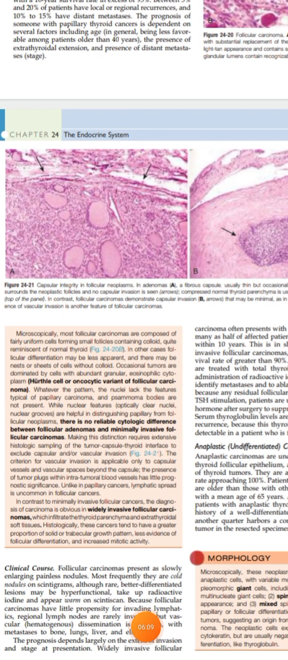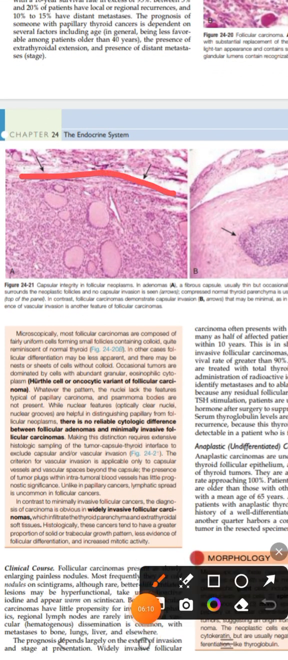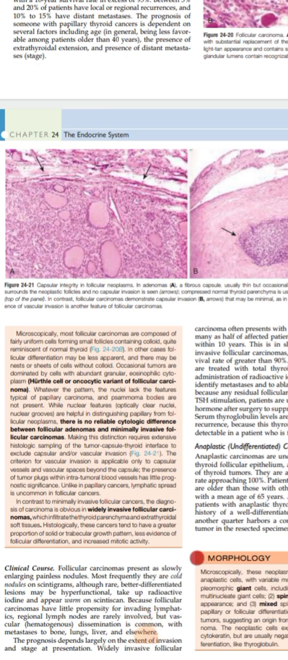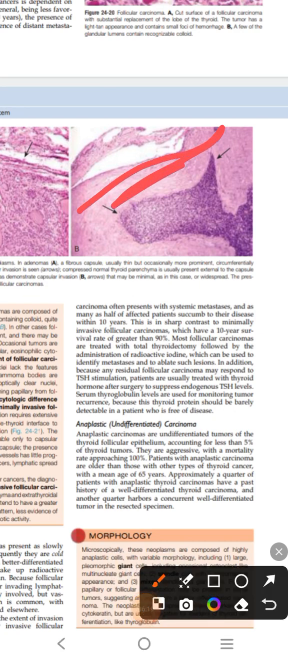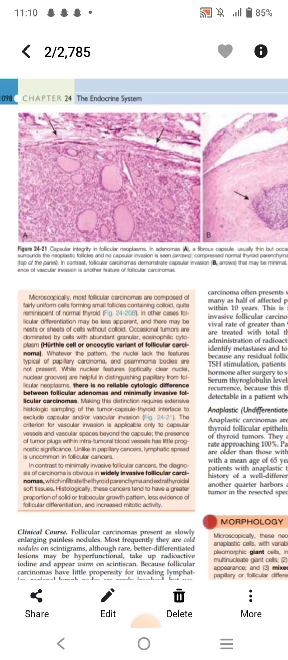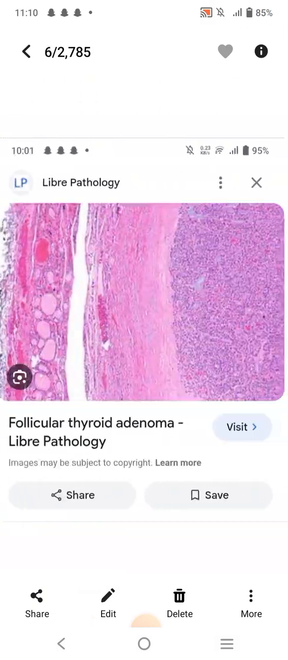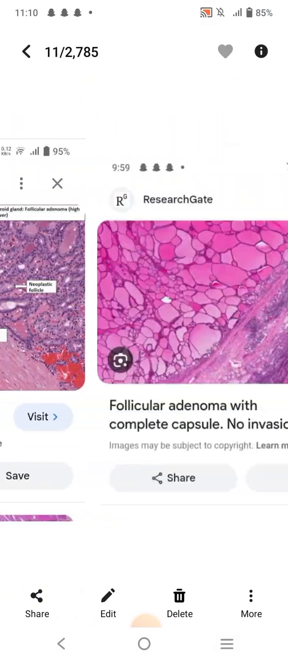Again, Robbins is showing a picture with an intact capsule, so adenoma. Here cells are arranged in the form of follicles, so it is follicular adenoma. And here minimal invasion is shown. This is the capsule. Here minimal invasion is shown, so it is follicular carcinoma. So again, let me come back.